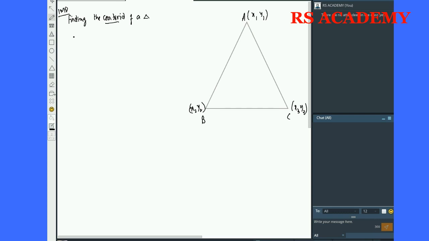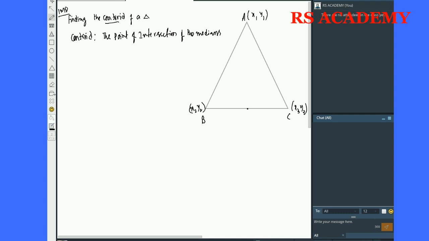So first understand what the centroid is. Let us understand the definition of the centroid. The definition of the centroid is the point of intersection of the medians, which is known as the centroid. So the centroid is the point of intersection of the medians.